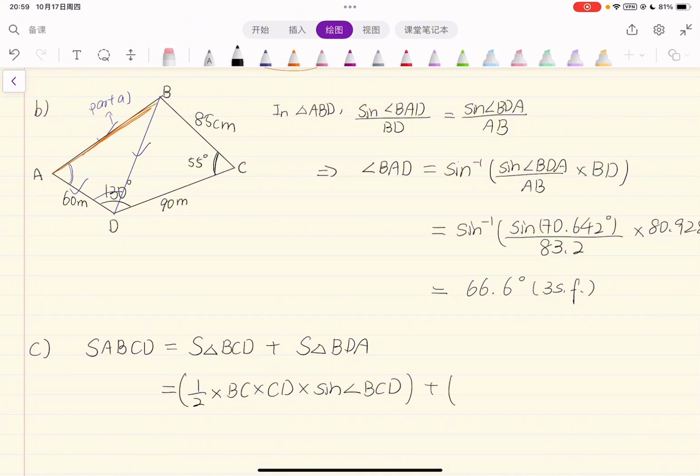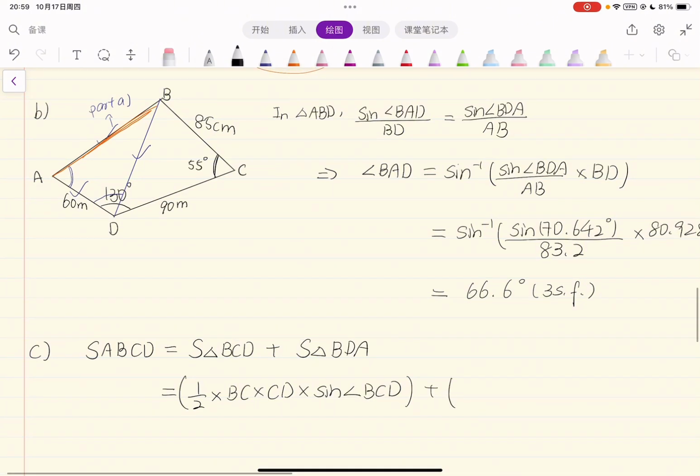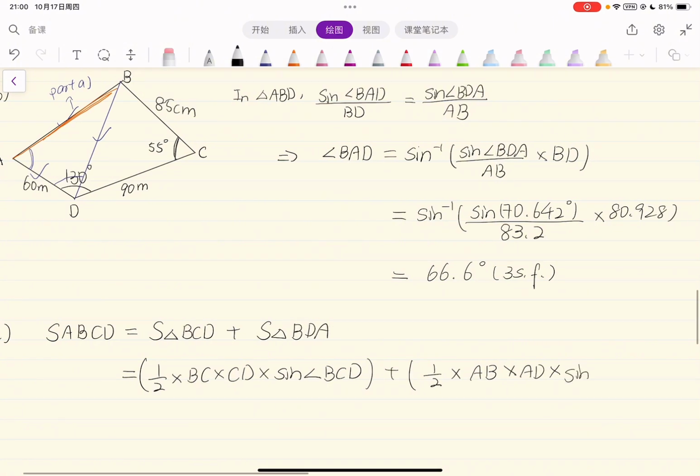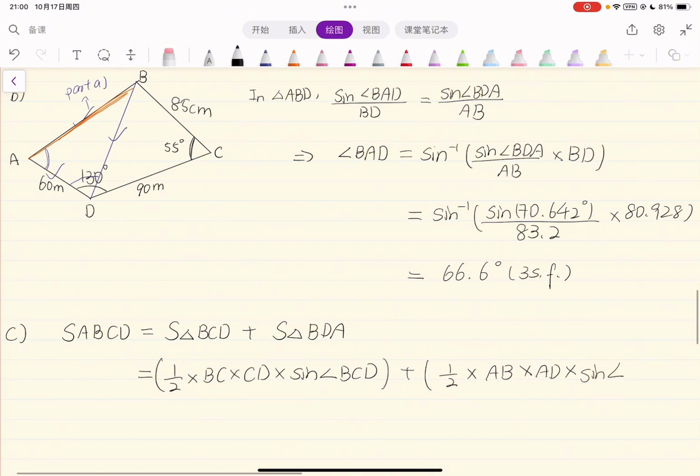Now look at the triangle BDA. We know the side AB and also we know the side AD. The angle between them, we also get from the part B question. So we can write down that the area of the triangle BDA equals half times AB times AD times sine angle BAD.